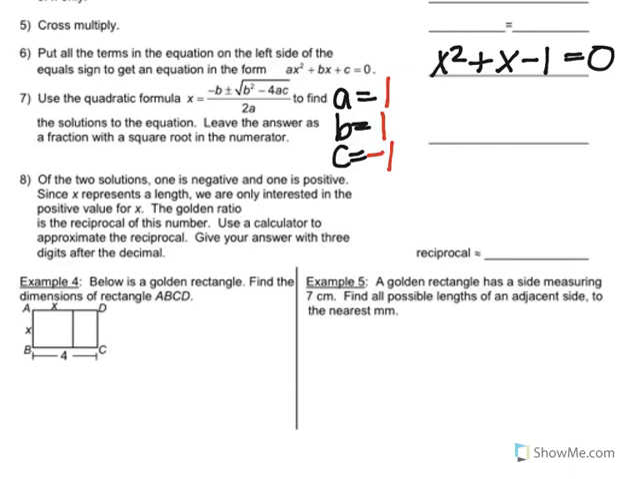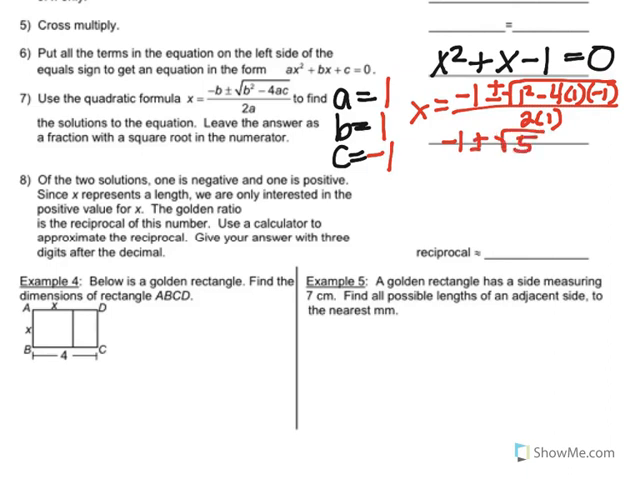So now we're going to use our quadratic formula. x equals negative b. So we're going to take b and make it negative. So negative 1 plus or minus the square root of b squared, which is going to be 1 squared, minus 4 times a times c, all over 2a. So let's keep working this out. We get negative 1 plus or minus the square root of 5, all over 2.